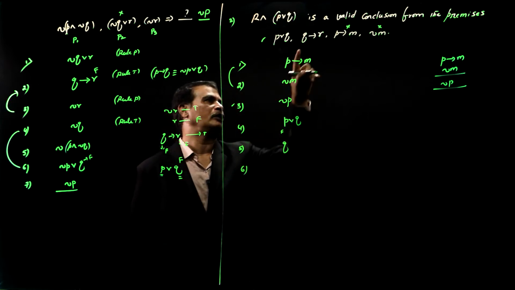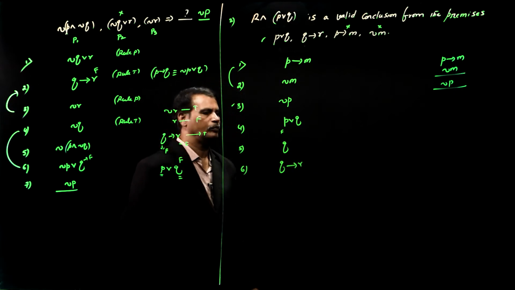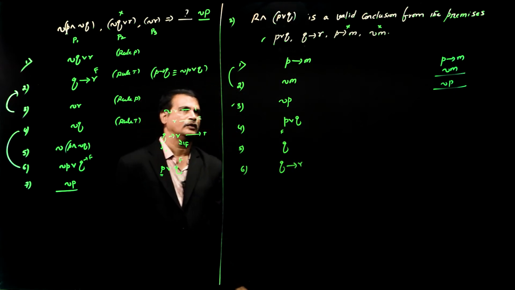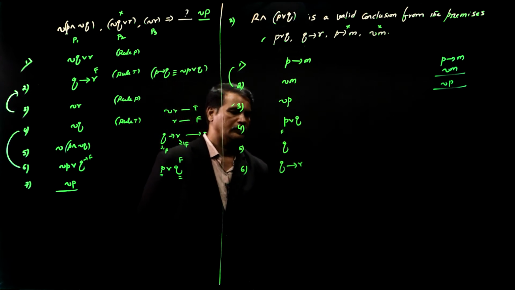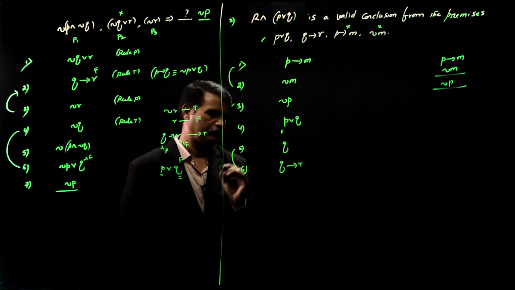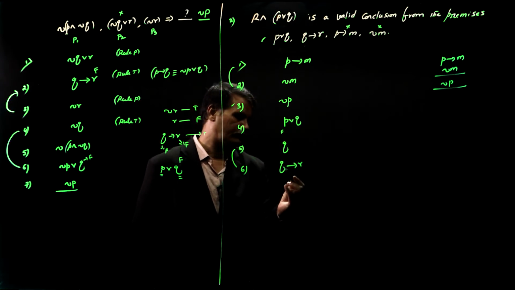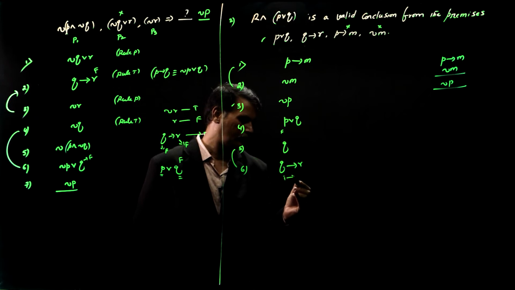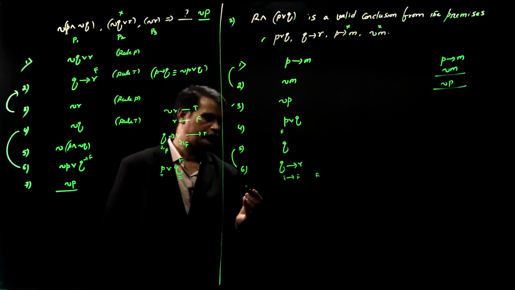Next, I have only one more, that is Q implies R. Okay, now compare these two. I know the value of Q is true. If R is false, true implies false is always false. But I know that this value is true and I know the value of Q is true. Therefore, R should be true.